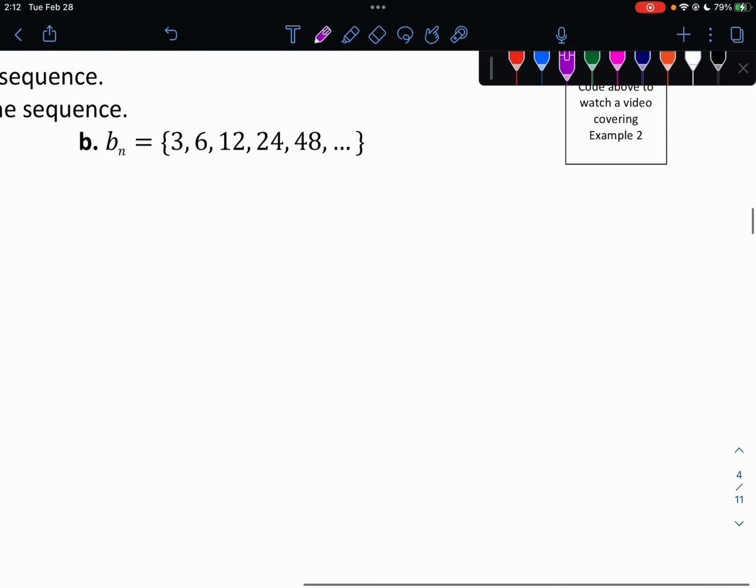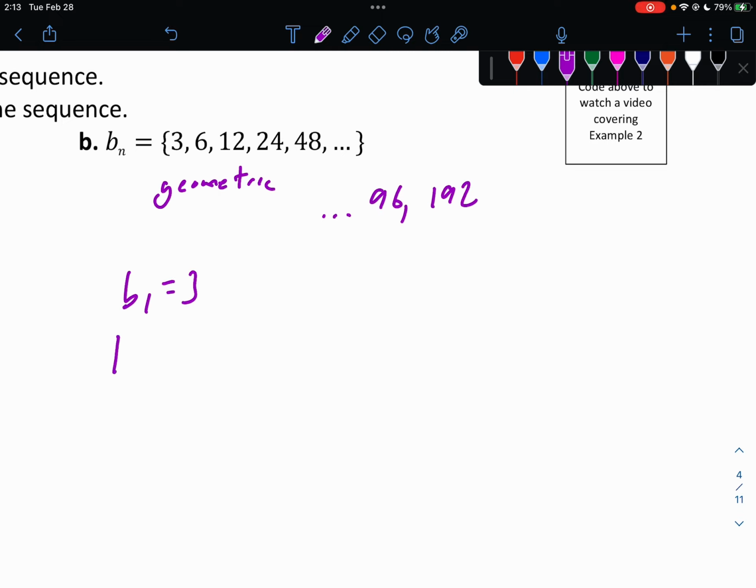Next sequence looks like we're multiplying by 2 different times. So this is called geometric when we're multiplying by the same number every time. So next 2 terms would be 96 and 192. All right, so a recursive formula, so b sub 1 equals 3, and then b sub n plus 1 would be 2b sub n. We're just multiplying by 2 every time.